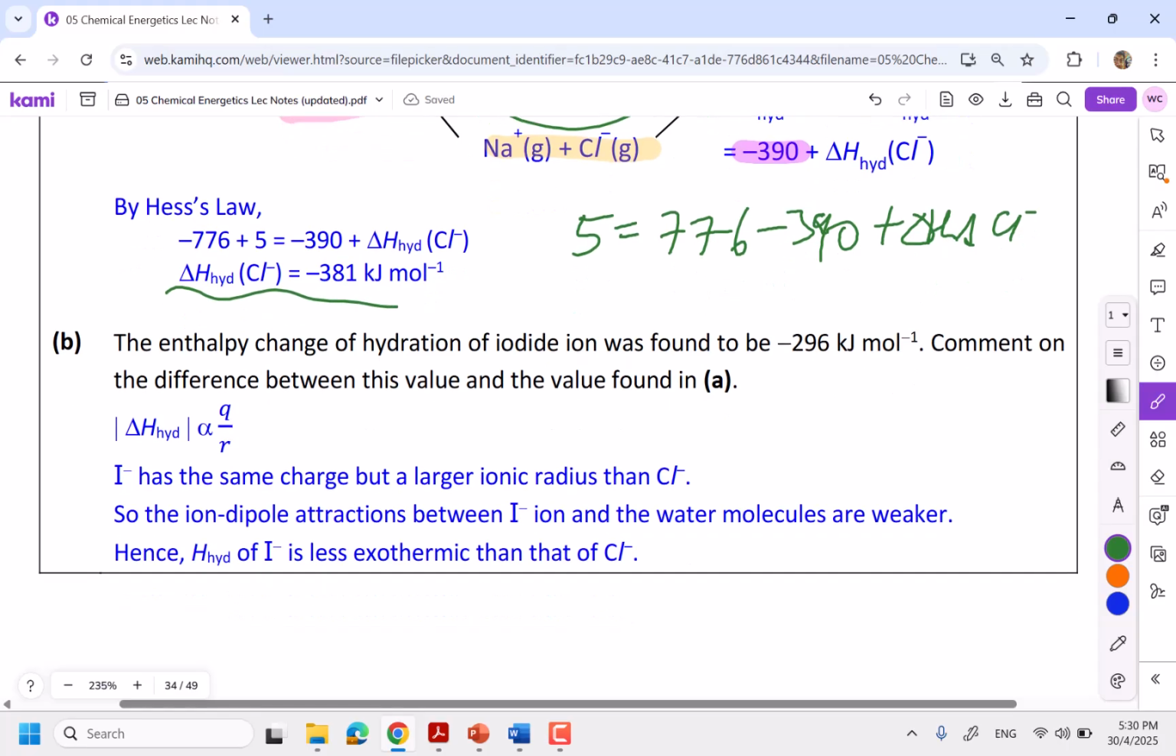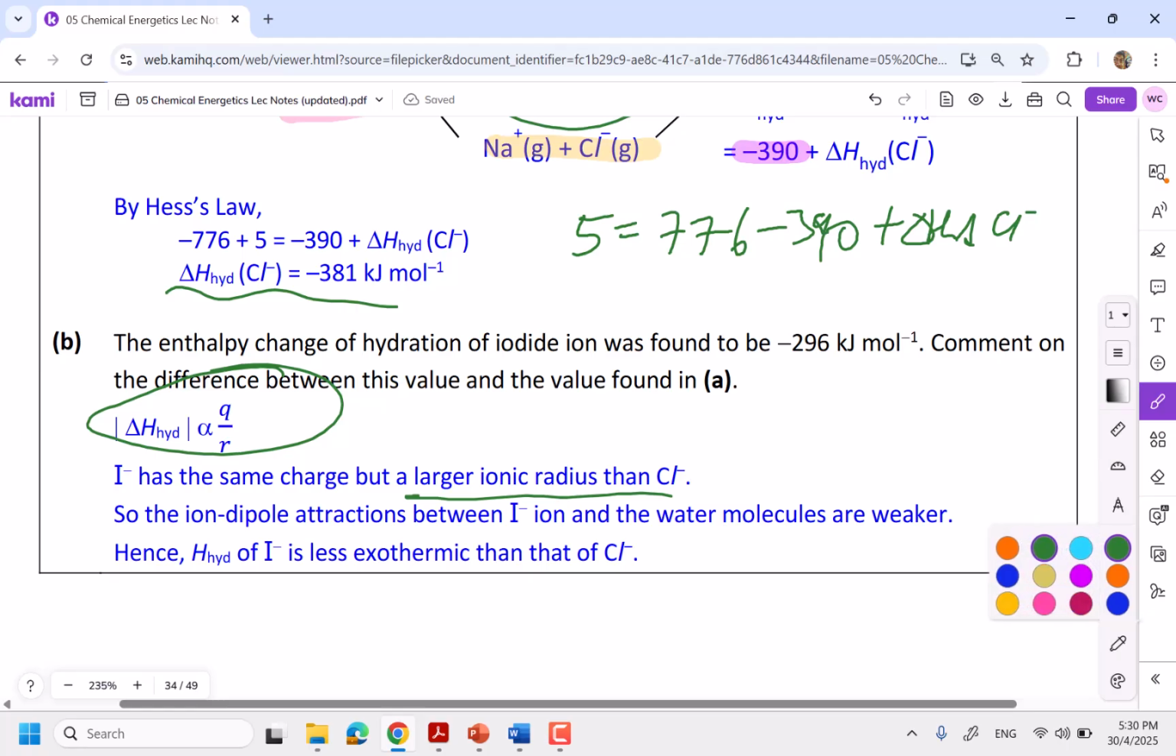Part B, the enthalpy change of hydration of iodide was found to be negative 296. Comment on the difference. Whenever they ask this question, you know that you need to incorporate this relationship in your answers. You need to highlight that I- has the same charge but a larger ionic radius, so the ion-dipole interaction is likely to be weaker between I- and water molecules, because the charge density of I- is smaller than that of chloride. Because of that, the hydration enthalpy is found to be less exothermic.